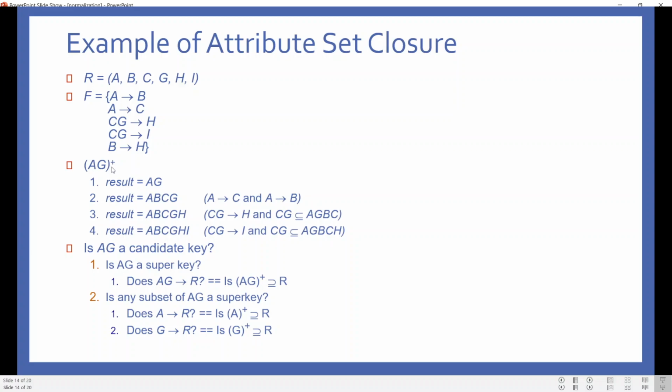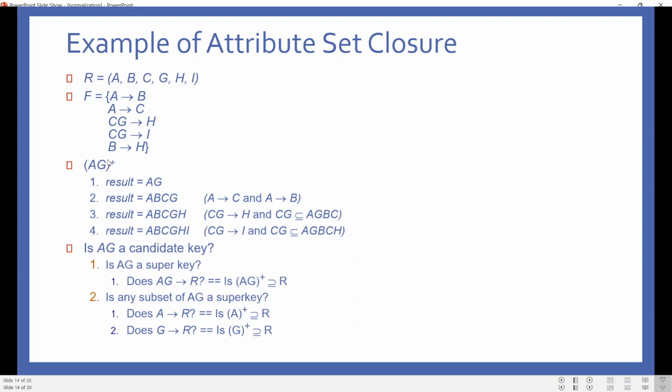What is the definition of a super key? If all the attributes in a relation can be determined by knowing that particular attribute set, then you can say that is a super key. So here, by knowing AG, we can find all the attributes in the relation. So AG is a super key. Why is it a super key? Because we can determine the complete relation by knowing AG.